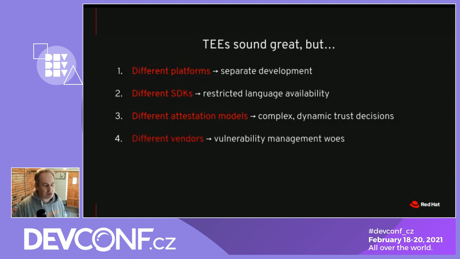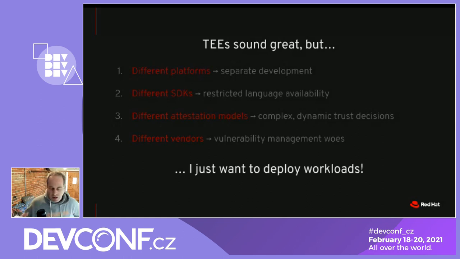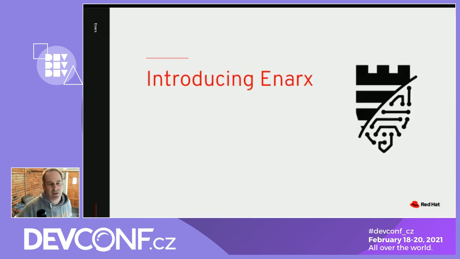And another thing, of course, is that if you have different vendors, what if vulnerabilities turn up? And they really have turned up, quite a few of them. SGX is well known for having had some vulnerability issues. There have been some in SEV as well. And managing those is tricky as well. What if you just want to deploy workloads? We've become so used to OpenShift and Kubernetes and OpenStack, just being able to deploy stuff. And that's what we wanted to help you with for Enarx.